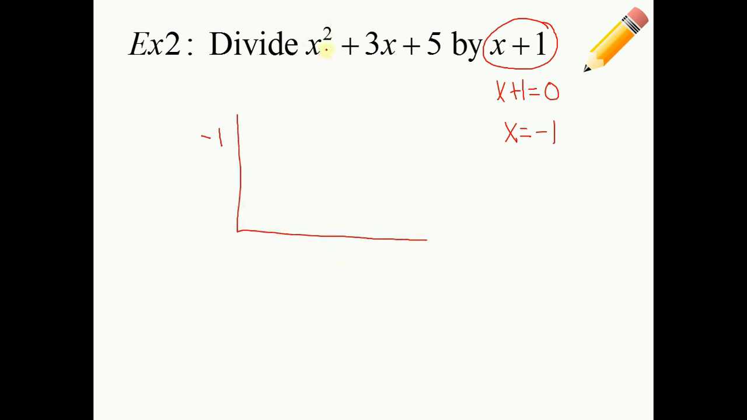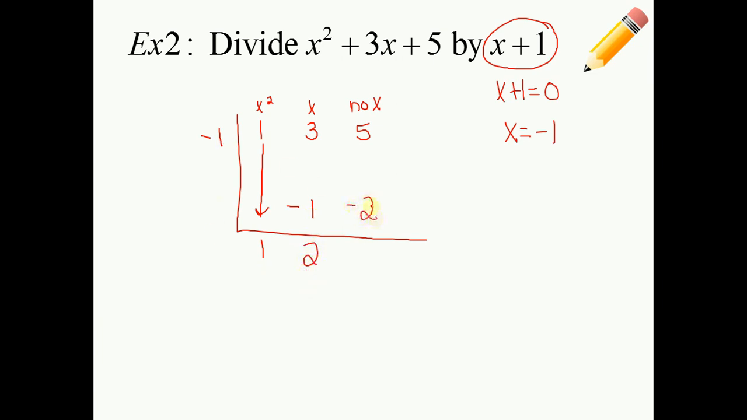And since x squared is the first term of our problem here, I'm going to put an x squared column. That's my first column. I'm going to have an x column, a no x column. So I'm going to put our numbers: 1x squared, 3 x's, and 5 no x's. Drop the 1. To get my next number here, I'm going to go 1 times -1, so -1. Add these two, 3 plus a -1, which is 2.